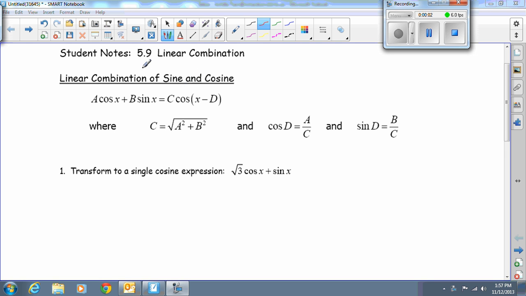Hey guys, this is our 5.9 linear combination. Well, there are formulas involved with the linear combination. In fact, we start with something like a cosine x plus b sine x, and our goal is to get to a form like c cosine (x minus d), where c is equal to the square root of a squared plus b squared, and cosine d is equal to a over c, and sine d is equal to b over c.